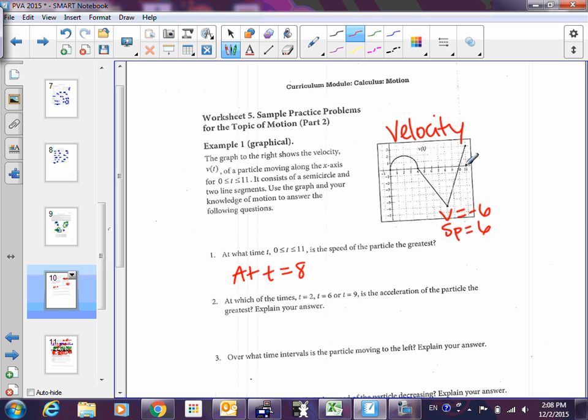Okay? The velocity is actually greatest at t equals 12. That's the highest point on the graph. You'll see the difference between those two questions. You don't really have to get into anything else. This is not asking about speeding up or slowing down. That's number 4. We'll get to that.